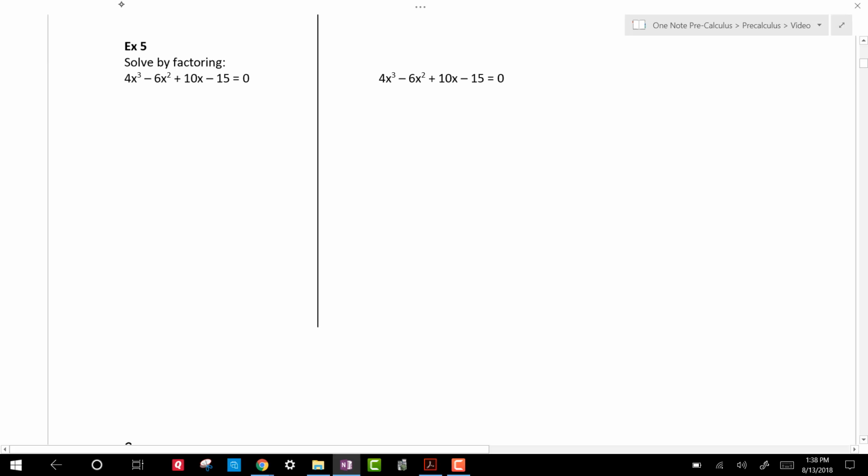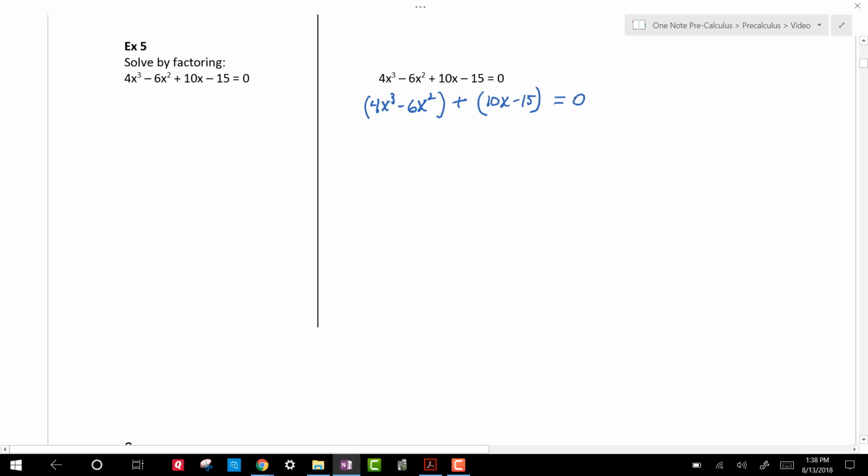So here we go. Number 1, following the steps from above, is to group the terms. So I'm going to group 4x cubed. I'm going to group negative 6x squared together. I'm going to group 10x minus 15 together. I'm going to drop a plus sign in the middle. And I'm going to keep it equal to 0 because we are going to solve it.